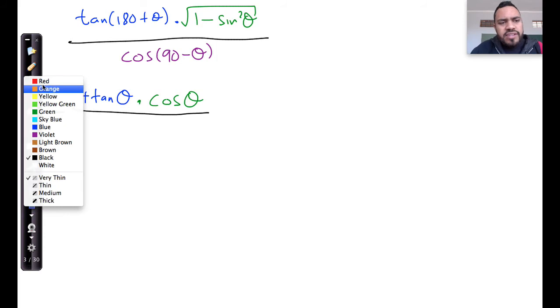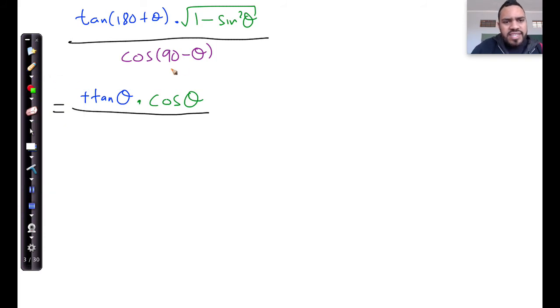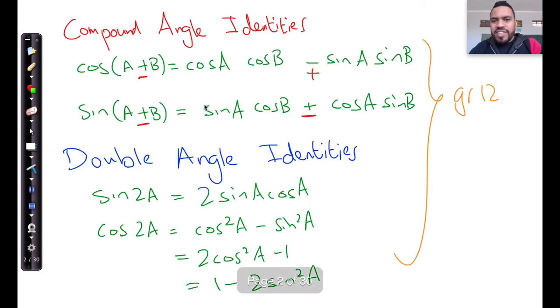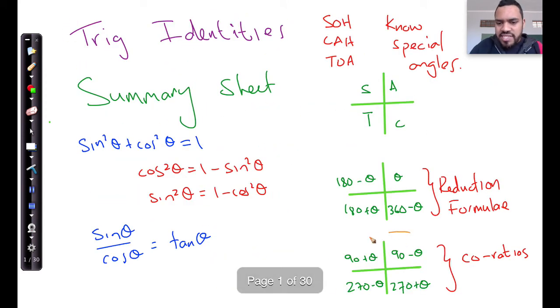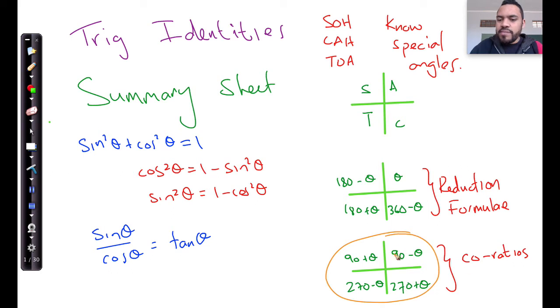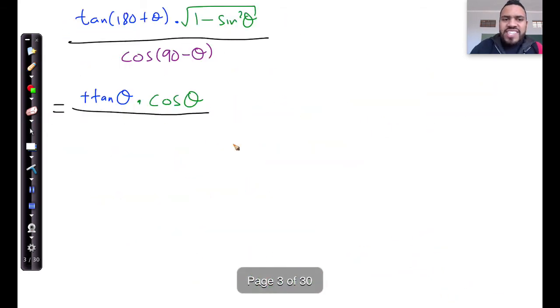Then I'm going to divide that further by cos of 90 minus theta. Now I want to point out something. When you look at 90 minus theta, you can clearly see that it's not 180 minus, not 180 plus, not theta, and not 360 minus theta. Rather, when we see any of these, 90 plus, 90 minus, 270 minus, 270 plus, know that this is relevant for co-ratios. So I've seen it here, and it means I need to apply co-ratios to it.